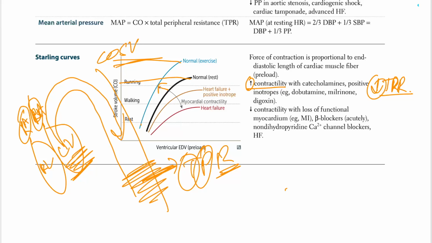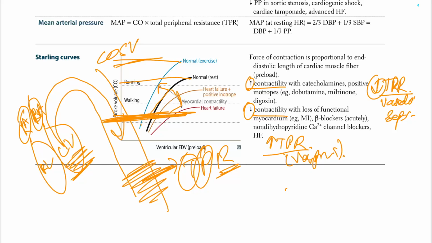And how can you decrease TPR? Some of the ways are decreasing afterload, or vasodilators, not venodilators. Remember, venodilators act on veins, and vasodilators act on the whole vasculature, or even sepsis as a pathology. What about an increase in TPR? Vasopressors can increase TPR, total peripheral resistance, and they would cause the curve to shift to the right and decrease the cardiac output and stroke volume.